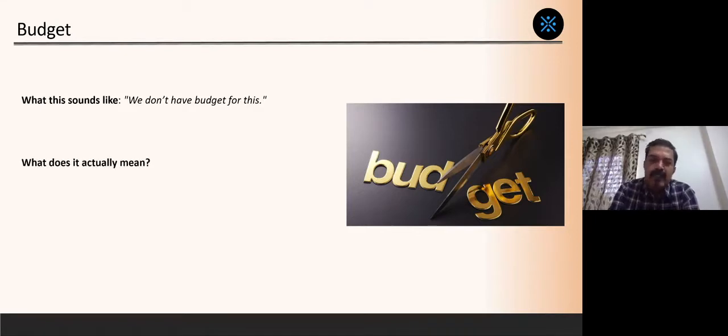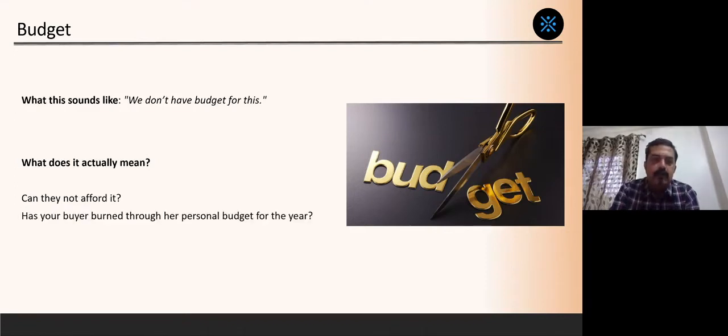So does it actually mean that? First, you have to ascertain that, right? So what do you need to ascertain? Is it that they can't really afford it now? Or usually in corporate environments, they have a set budget for a year for every different function, every different functionality that they need to build in. And if they've already exhausted that budget, right? Is it that case or is it just a brush off, right?